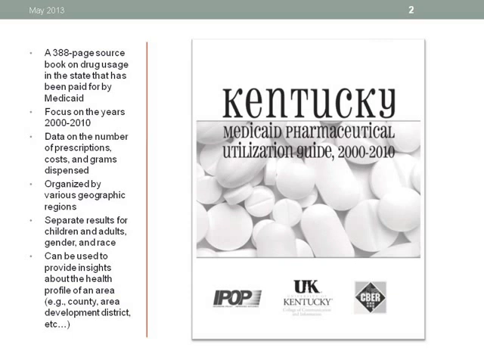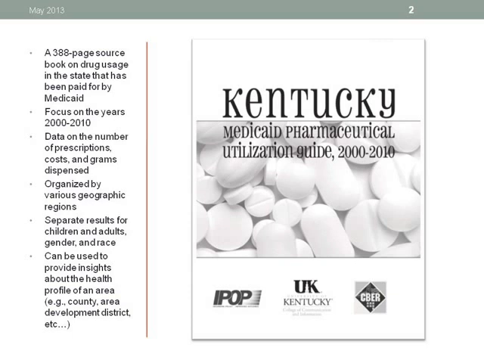And it's really table after table after table. Of the 388 pages, probably 360 pages are just tables that are organized by geographic areas, counties, and so forth. And so each of these tables has data on the number of prescriptions that were written, the cost, and the grams dispensed.